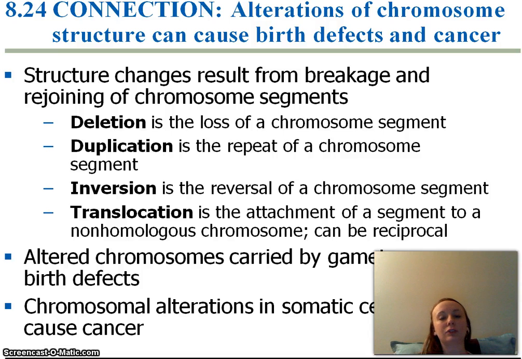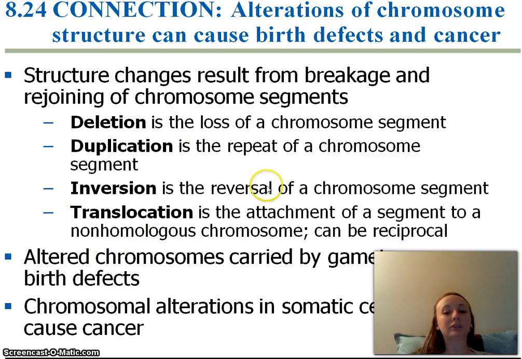And in the next slide it'll show some pictures and it'll be more clear. So deletion is that loss of a chromosome segment. A big chunk of that chromosome is actually taken out. So you can imagine the kind of effects that can have. Duplication is the repeat of a chromosome segment. So instead of being deleted, it's rather duplicated. So you have extra amount of DNA information.